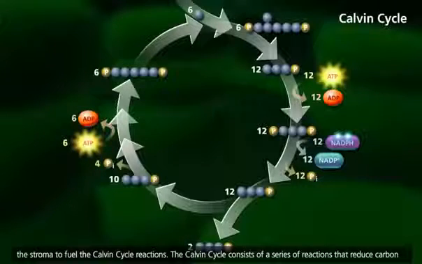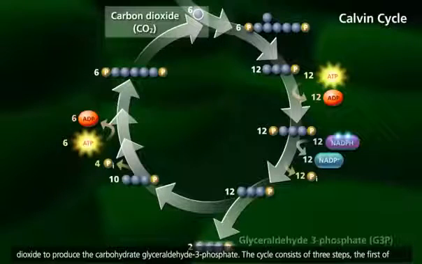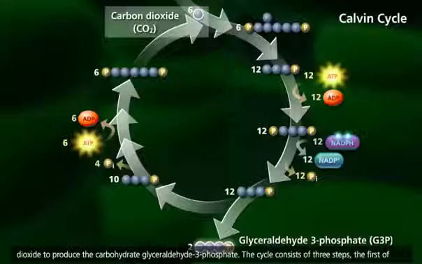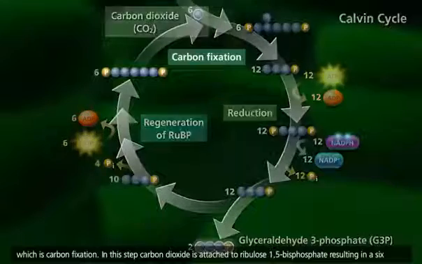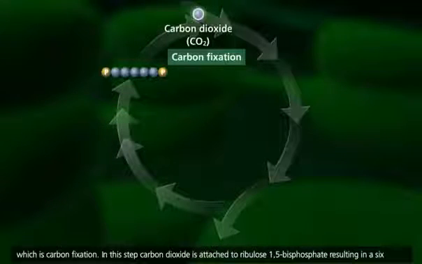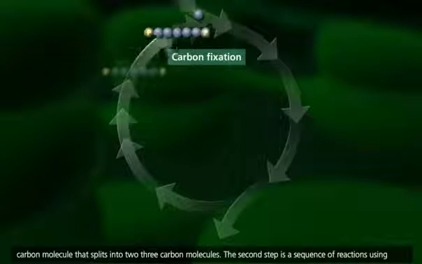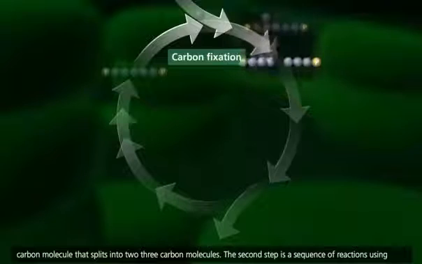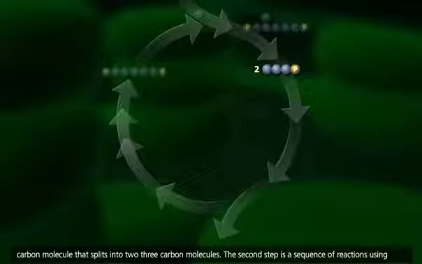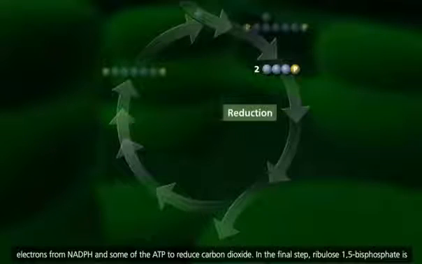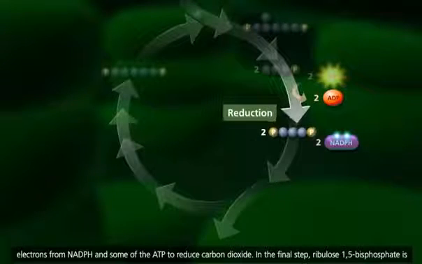The Calvin cycle consists of a series of reactions that reduce carbon dioxide to produce the carbohydrate glyceraldehyde 3-phosphate. The cycle consists of 3 steps, the first of which is carbon fixation. In this step, carbon dioxide is attached to ribulose 1,5-bisphosphate, resulting in a 6-carbon molecule that splits into 2 3-carbon molecules. The second step is a sequence of reactions using electrons from NADPH and some of the ATP to reduce carbon dioxide.